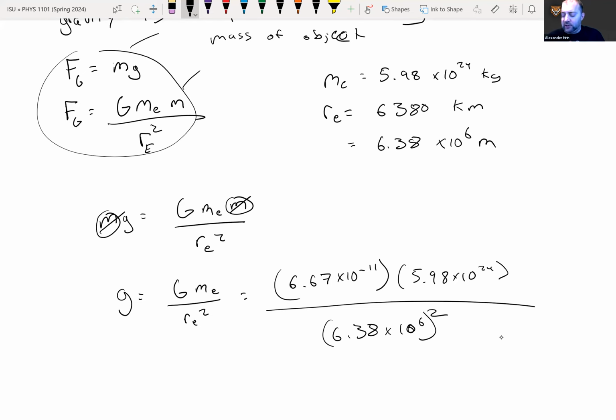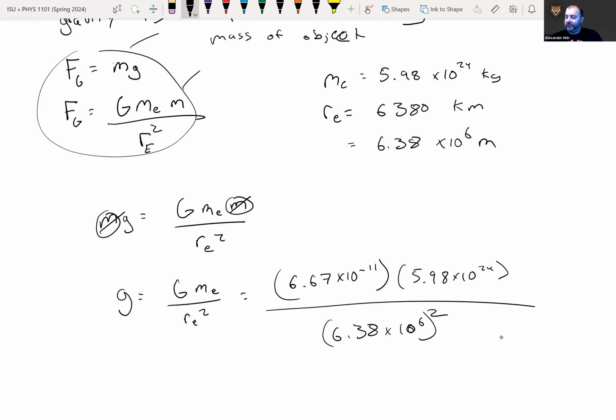Now, here's just an order of magnitude. I see about the coefficient numbers, about 6 and about 6 multiplied together, and then 24 and negative 11 in the exponents. So that would result in a positive 13. So it's about 36 times 10 to the 13th.